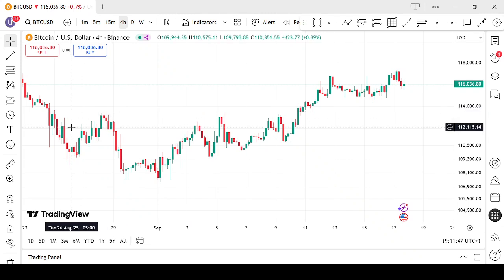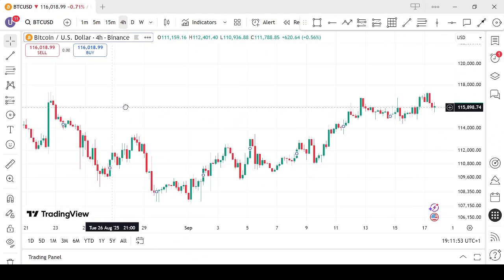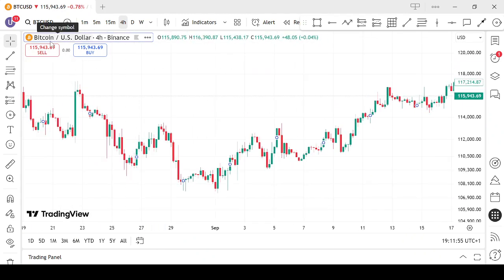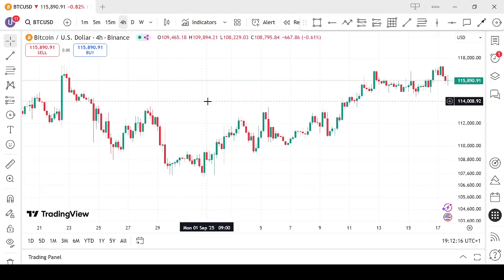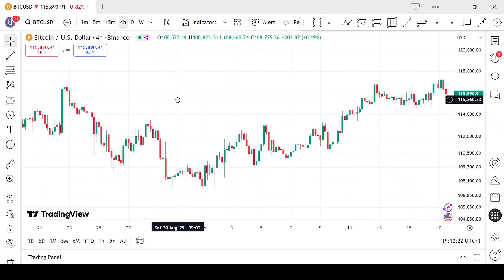The third step would be to conduct fundamental research on the coin you would want to trade. For example, on my chart, you can see this is BTC, which is Bitcoin. Before buying any cryptocurrency, you should learn about the coin itself. You have to fundamentally research the coin and understand the following: the first would be the purpose of the coin, what problem it solves. The second would be the project team behind it and its credibility.